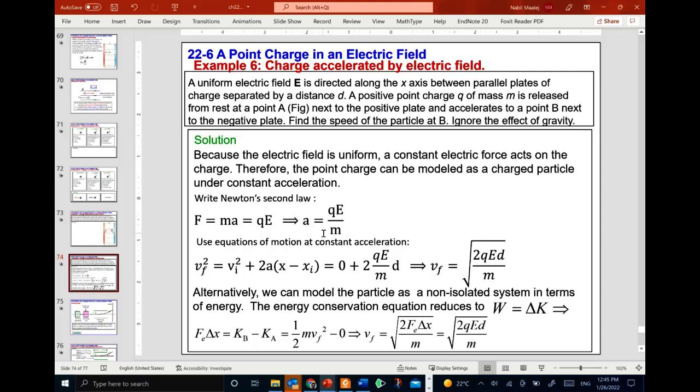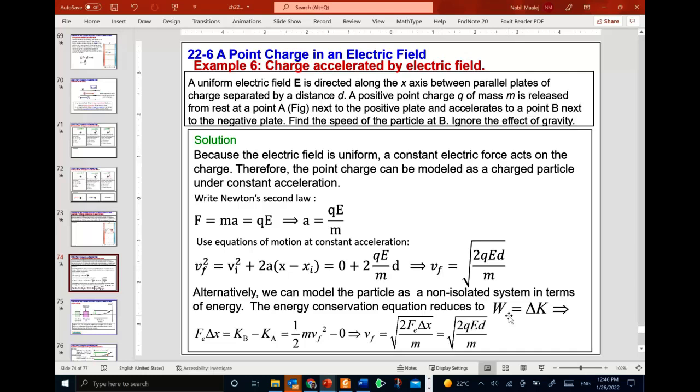Since this is motion with constant acceleration and constant force, we can use the equations of motion. In this case, V final squared is equal to V initial squared plus 2 times (x minus x initial), which is d. So we can solve for V final, which is the square root of 2QEd divided by m.